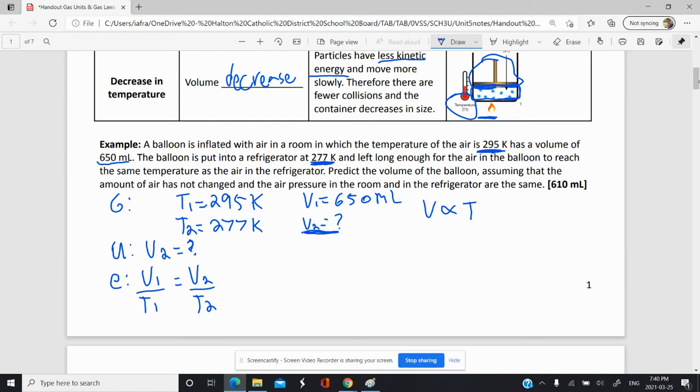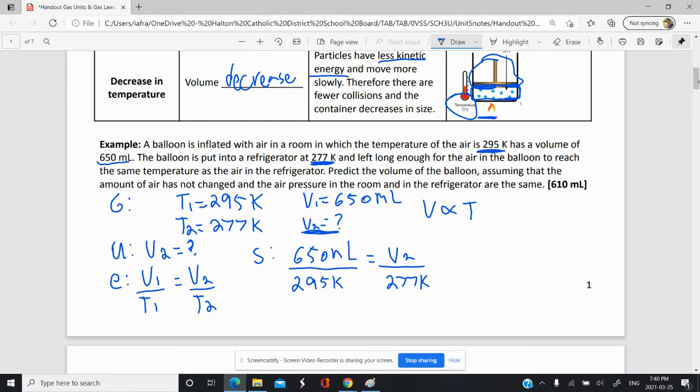And now I'm going to substitute and solve. So I'm going to substitute all my information in. My V1 is 650 mL over my T1, which is 295 Kelvin, is equal to my V2 over 277 Kelvin.